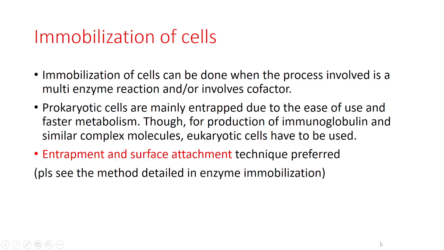Prokaryotic cells are mainly entrapped because they are easy to use and have a faster metabolism. But for the production of antibodies, immunoglobulins, and complex molecules, immobilized eukaryotic cells have also been used. The two techniques for the immobilization of cells are entrapment and surface attachment or adsorption. You can look at this in the previous slide. Entrapment, microencapsulation, and surface attachment can be used.